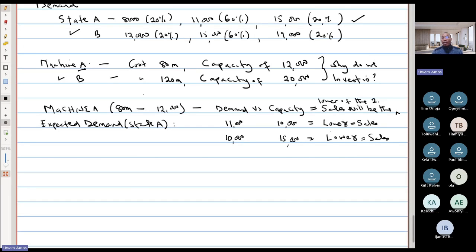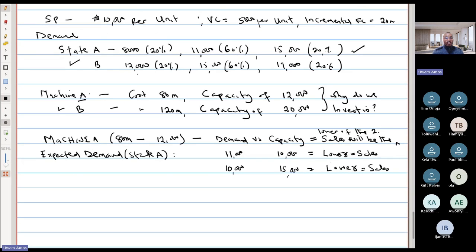So whenever you're comparing your demand, which are my various demands here, versus capacity, your sales would always be the lower one. I should have written expected sales here, not expected demand. Your sales would always be the lower one. So let's now calculate the expected value with that information. Let's calculate the expected value for state A.